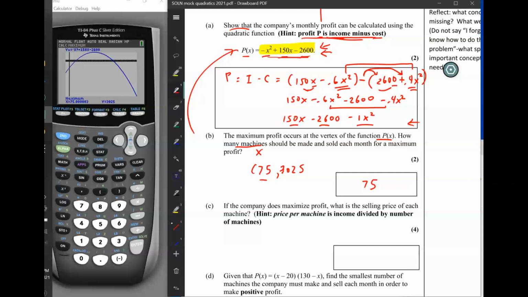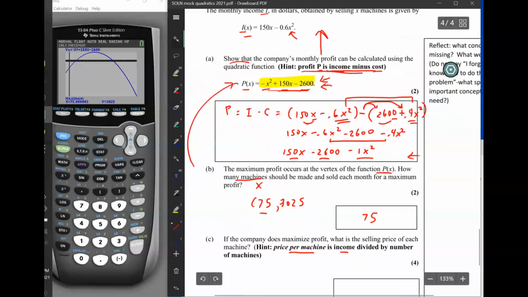Remember price? So price is the amount that they sell it for. Cost is the amount it costs to make it, for you IB business people. So I can find the price per machine by finding income divided by the number of machines. What's the income? The income is that expression we had before, which is 150x minus 0.6x squared. So I'm going to write that down. Income equals 150x minus 0.6x squared. And then I'm going to divide that by the number of machines, which is divided by x.